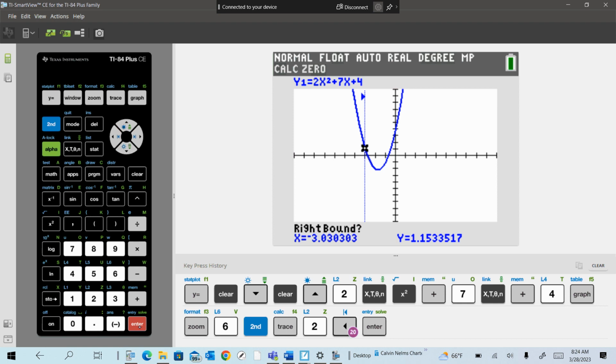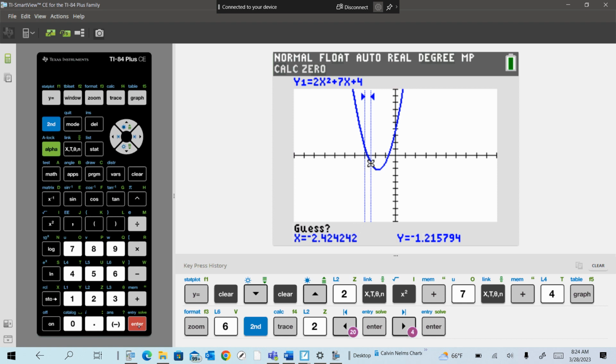Okay, it's going to make a little boundary line. Then you're going to see the words right bound. So it's going to say, move the cursor to the right of where you think the intersection is. So I'm just going to go kind of below. So I'm one above the x-axis, one below the x-axis. Are y'all with me so far? So now I'm just going to hit enter.